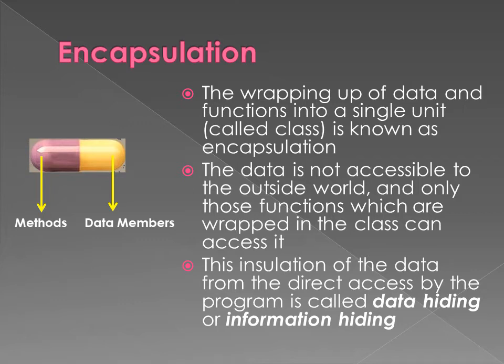The member functions that are wrapped inside the class act as an interface between the object's data and the program. This means that if an outside entity wants to access the data, it can only access this data using member functions. This insulation of the data from direct access by the program is called data hiding or information hiding. Data hiding prevents unauthorized parties from directly accessing the data.